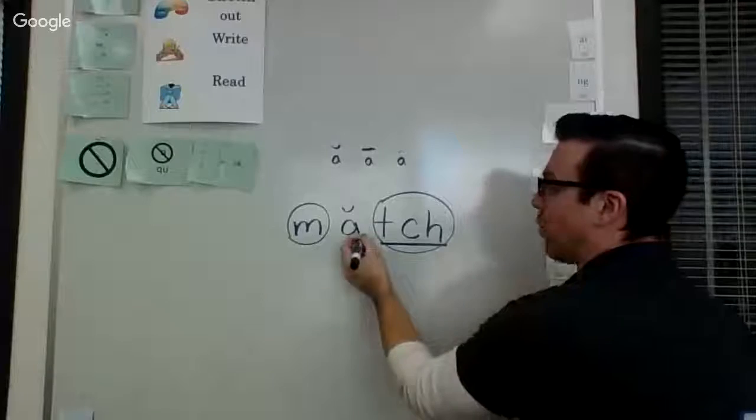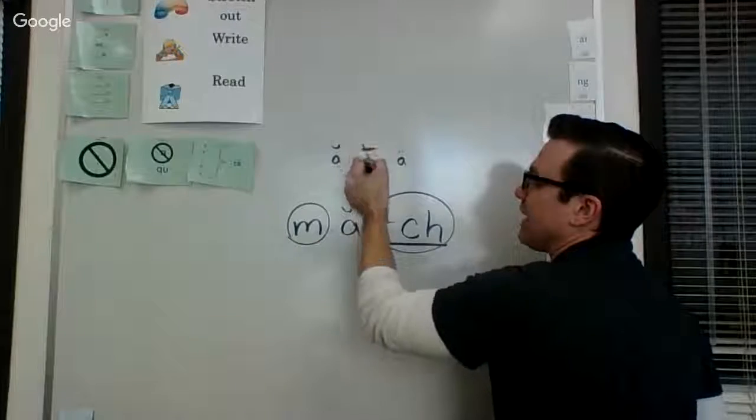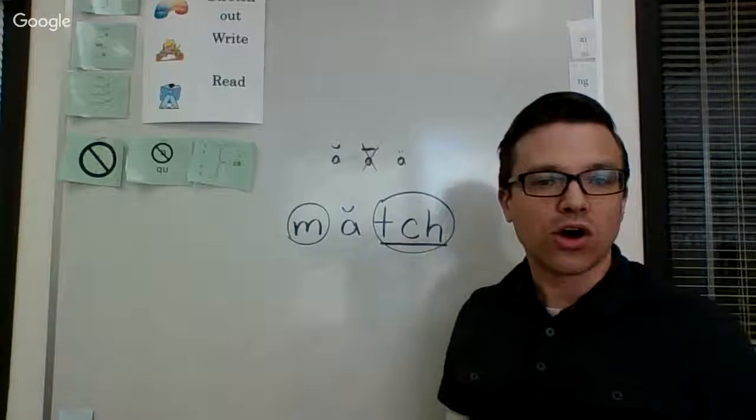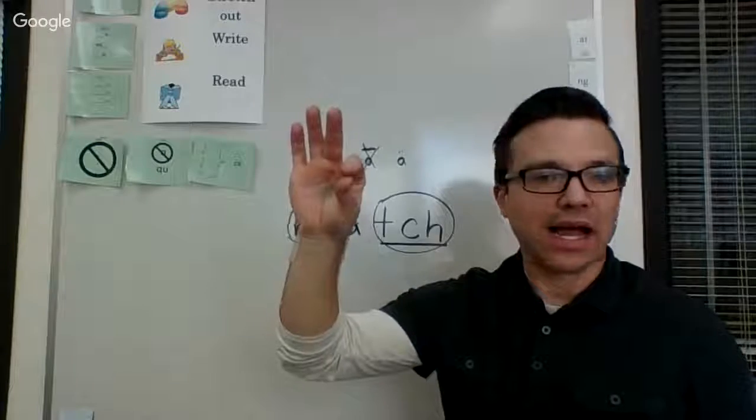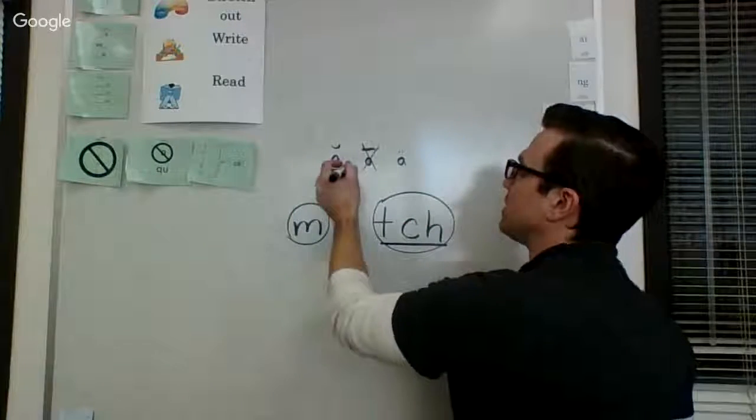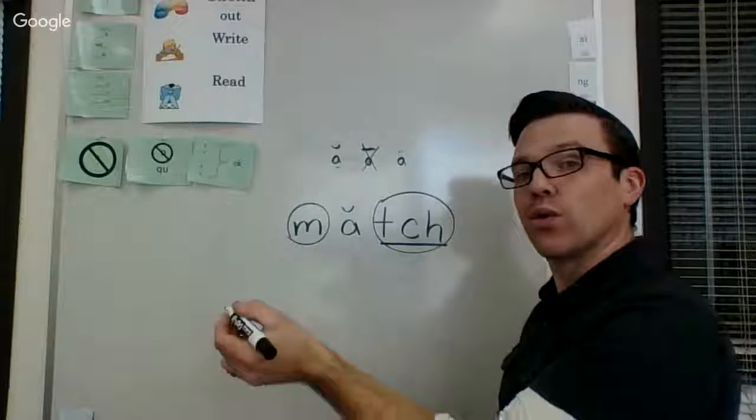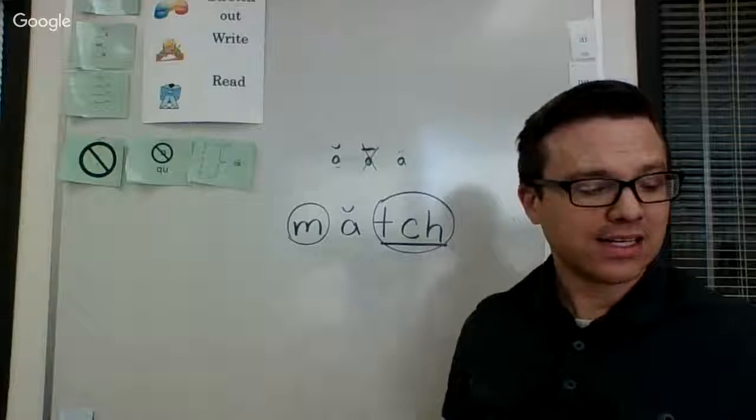When there is a vowel and it's closed in, guess what? It is never, ever going to make its long A sound. In this case, the A. Or if it's another vowel, my E, my I, my O, my U, it's never going to make its name. It's always going to make its first short sound or its third broad sound. All right? Let's do another word.